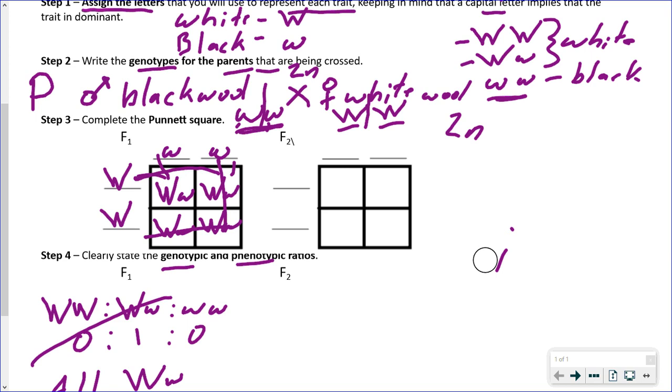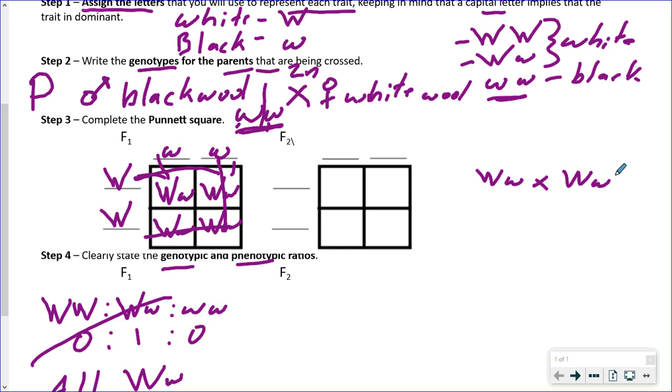Let's get rid of some of this over here so I have a little bit more space. So I'll write it off to the right-hand side here, but what that means that we're crossing is we're crossing offspring that are heterozygous. So these are the F1 generation, they are the offspring, but now they become the parents in the next generation. So I'm going to call these P2.